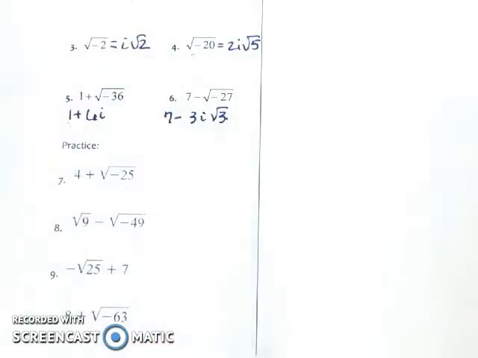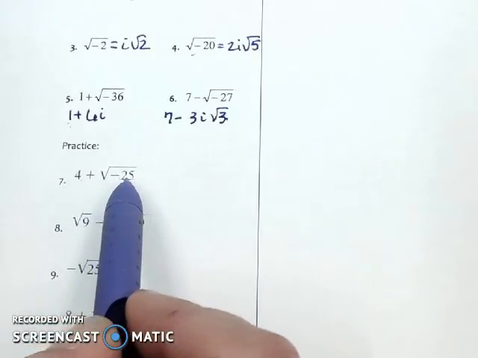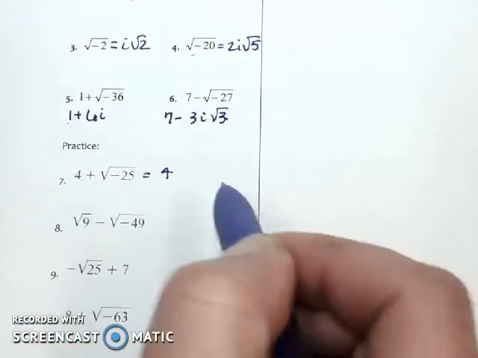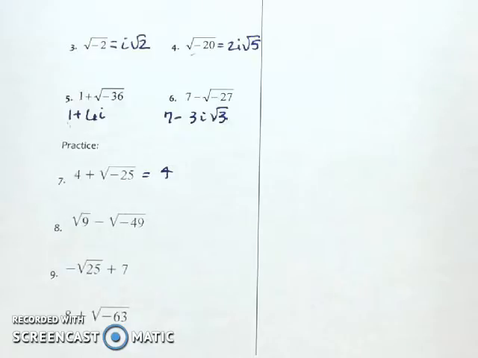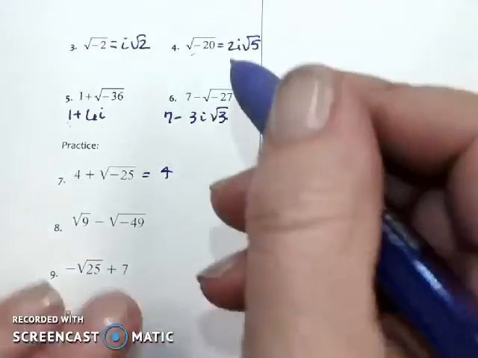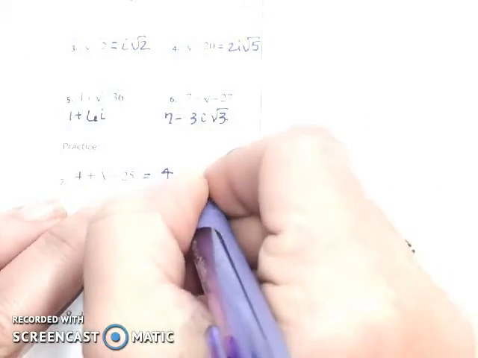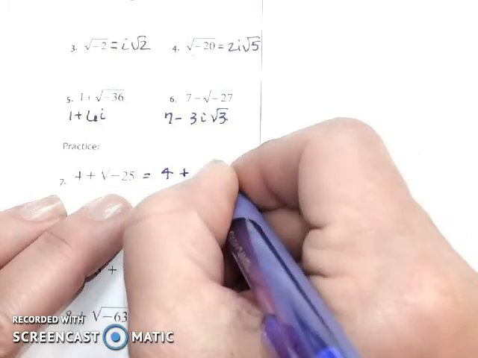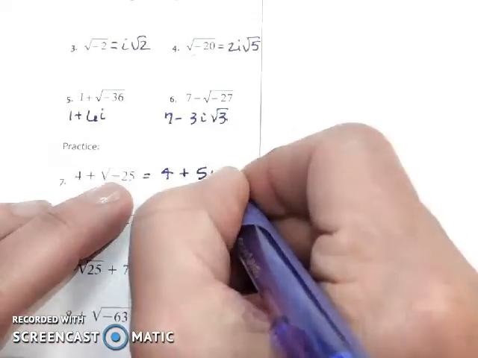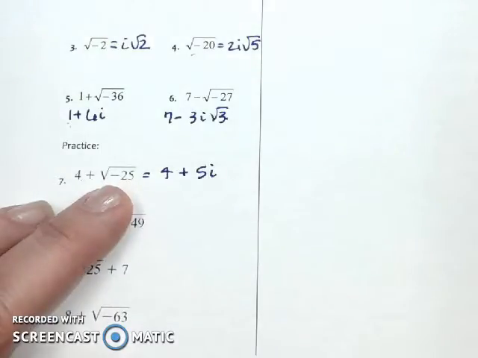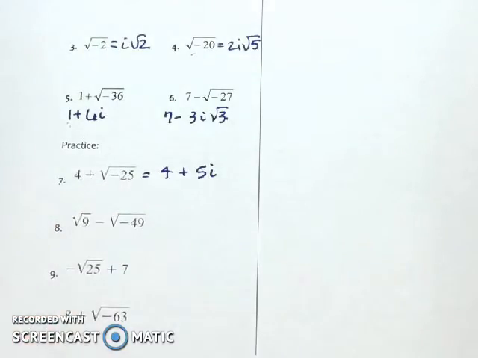So let's practice. 4 plus the square root of -25. The real part is not going to change. It is what it is. It's just 4. And then when I take the square root of -25, the square root of 25 is 5, and the negative part puts the I on my 5. That's the imaginary part, which makes this a complex number.